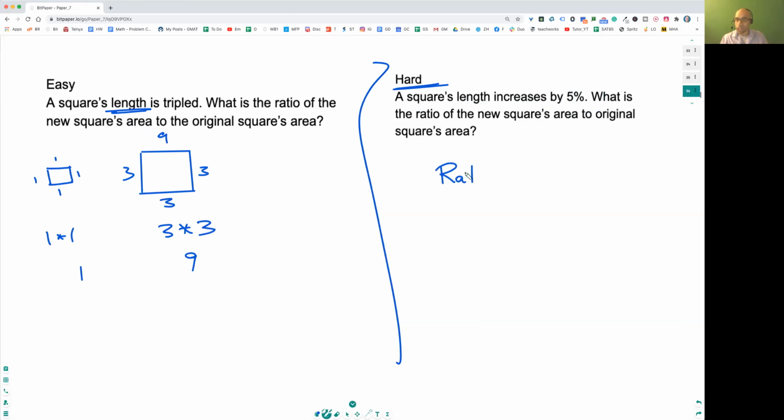You've got ratios here, and then you've got percents, right? So they're combining both of these ideas in this problem right over here. Okay, so be careful. They will ask you and they will combine both of these ideas.